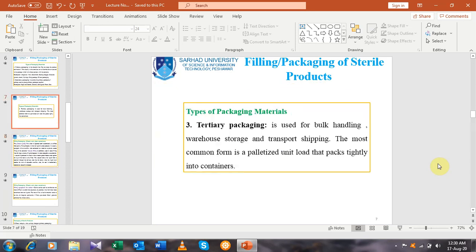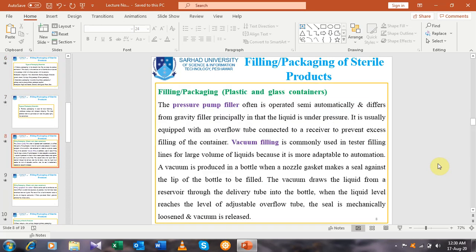After the different types of packaging, we discussed the filling of packaging, plastic and glass containers. In that particular discussion, we studied the pressure pump filler and vacuum filling, and how pressure pump filling is done. Pressure pump filling, as the name indicates, is based on pressure, and the liquid is filled under the pressure. In vacuum filling, vacuum is produced in a bottle, and by the mechanism of vacuum, the filling is done.